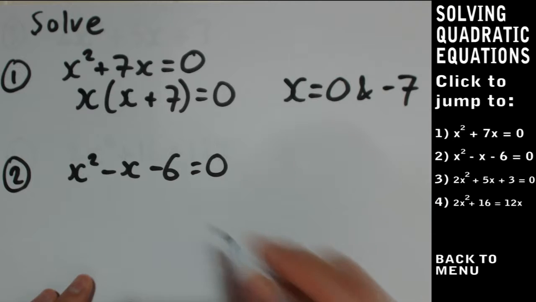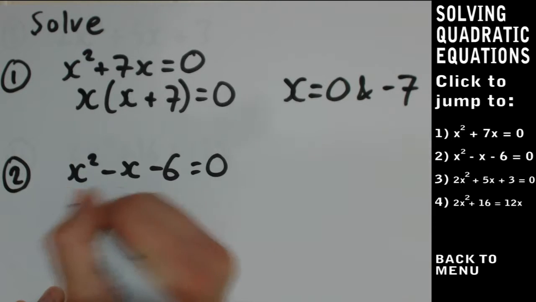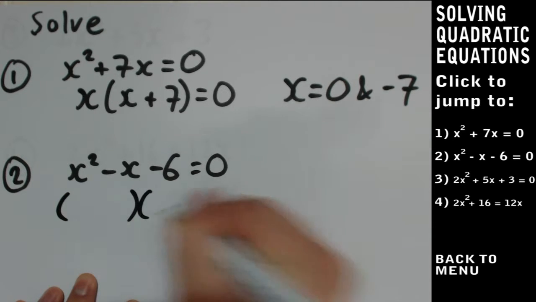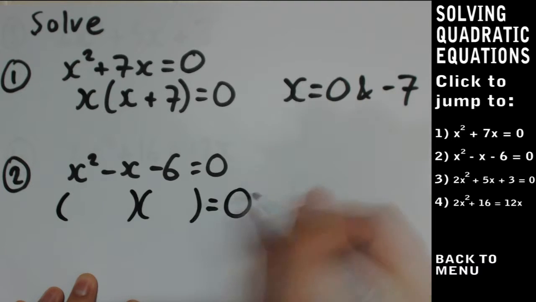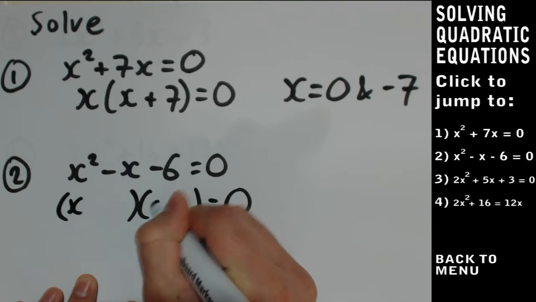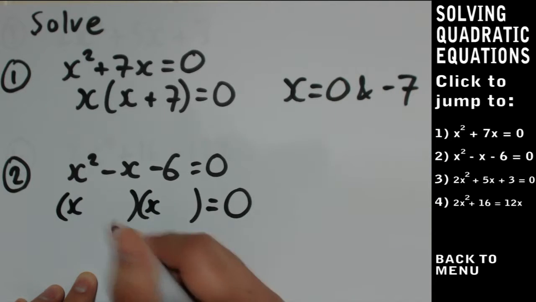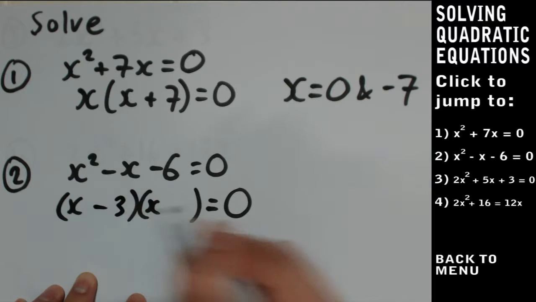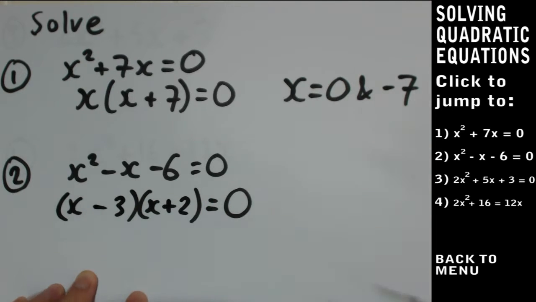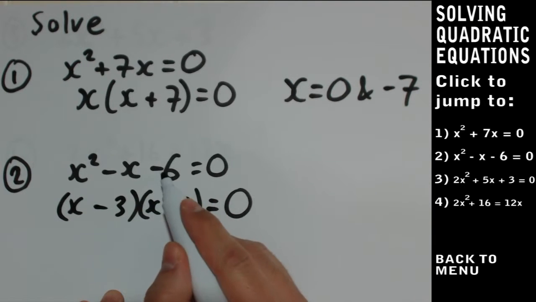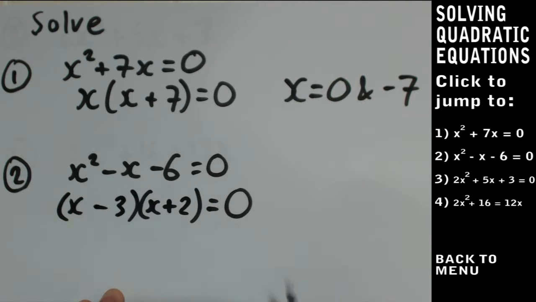Question 2. So again, factorize it. So double brackets, x, two numbers that multiply to give minus 6 and add to give minus 1. That is going to be minus 3 and a positive 2. Minus 3 times 2 is minus 6, and minus 3 add 2 is minus 1.